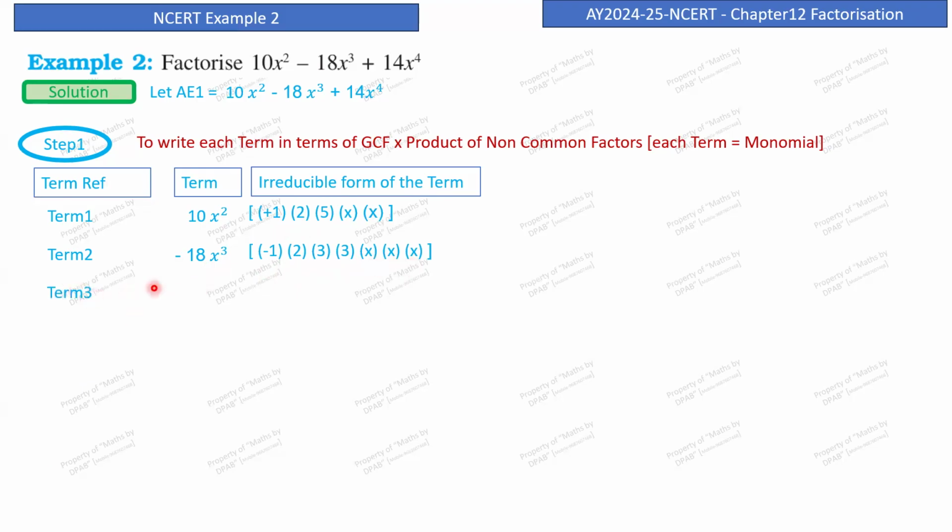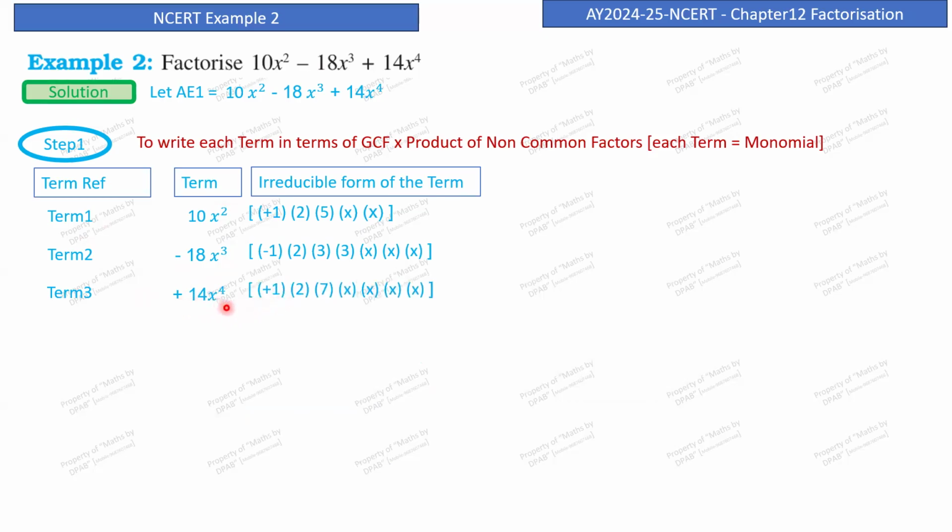And for term 3, we need to check what we are going to do now. What is term 3? 14x to the power 4. We'll bring it here. This plus symbol I have just put because it is a positive sign. Here I have not put plus because it's just the starting term, we can put plus also, it will be easy to understand. But for any other term other than term 1, we need to put whether it is minus or negative, or if it is positive or plus, we need to put the symbol here. Why we are putting it here, you will understand later on.